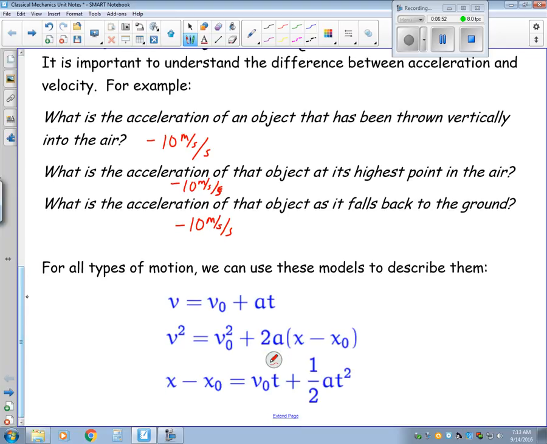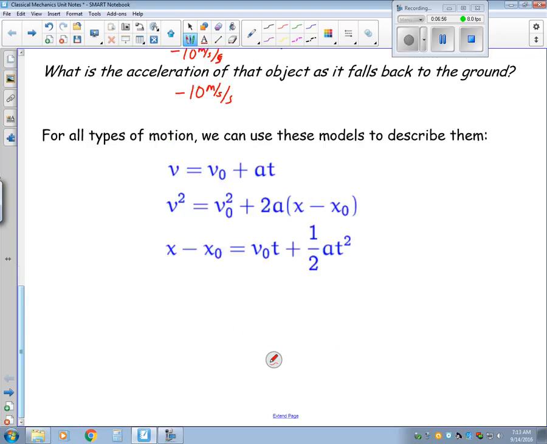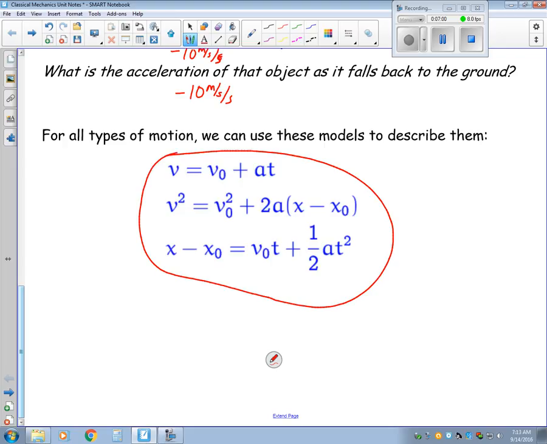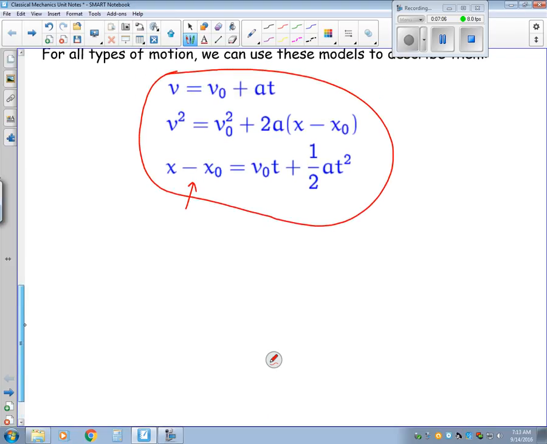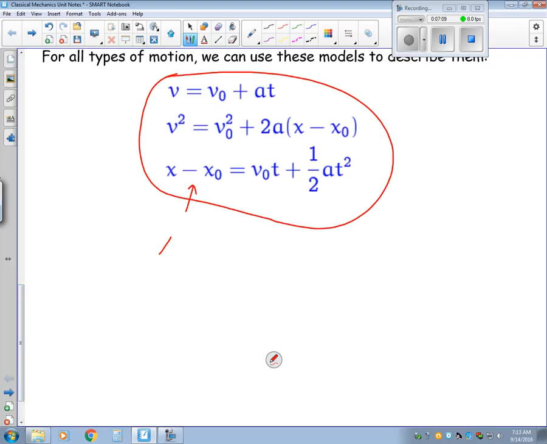Now, for all types of motion, we can use these models here to describe them. These are very, very useful kinematics equations. This last one right here, I write a little differently. The way I write that last one, I add that x naught over.